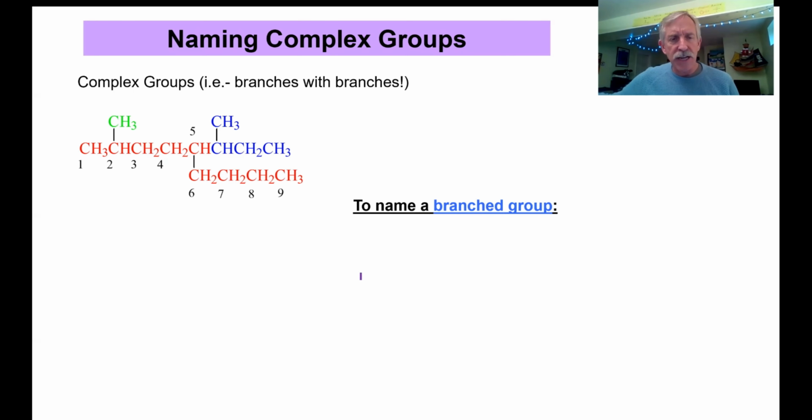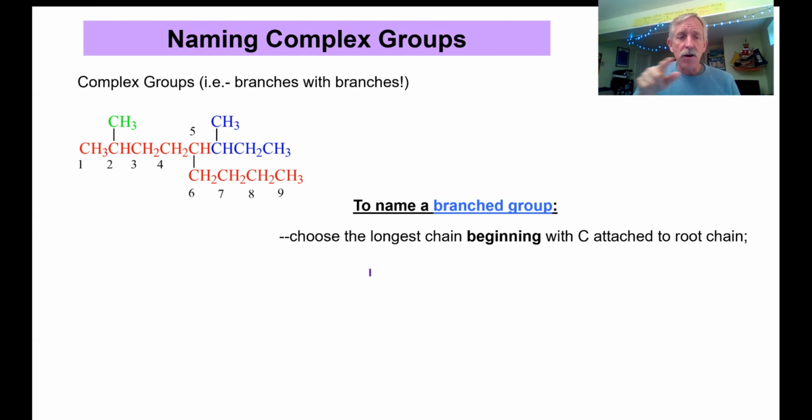blue branch hanging off that has a methyl hanging off the branch. So how do we name this blue branch in our final name for this molecule? I have to be able to name it so that you can actually draw this structure. That's our goal. So choose the longest chain of the branch.